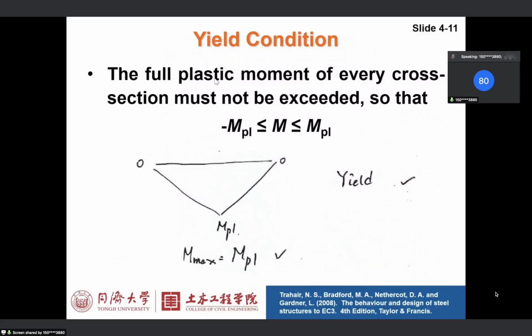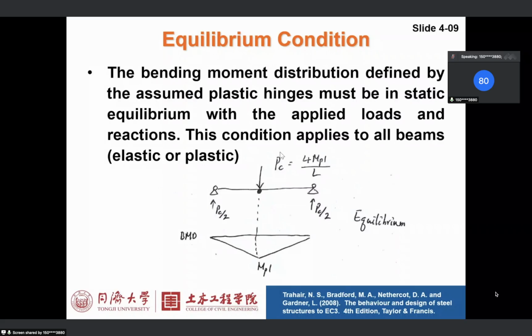How about the yield condition? The full plastic moment of every cross-section must not be exceeded. So along the bending moment diagram, at every point, the absolute value should be less than MPL. For example, in this bending moment diagram, all the bending moments along the beam length are less than MPL. So the yield condition is satisfied. It's also very easy. If all three conditions are satisfied, remember this one will be the true one, and this location is the right location.